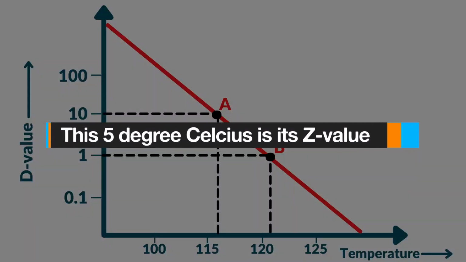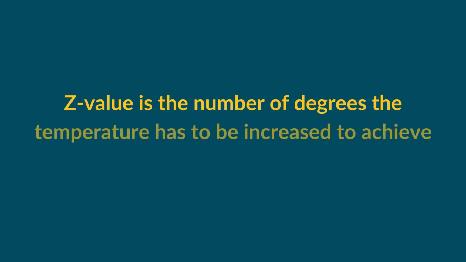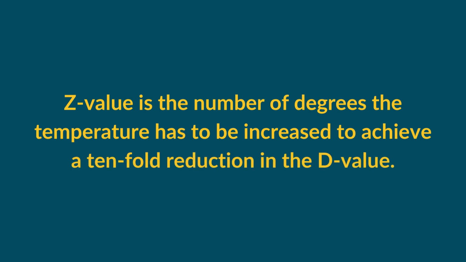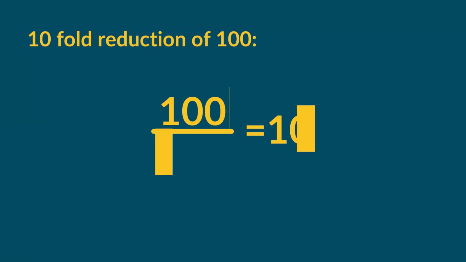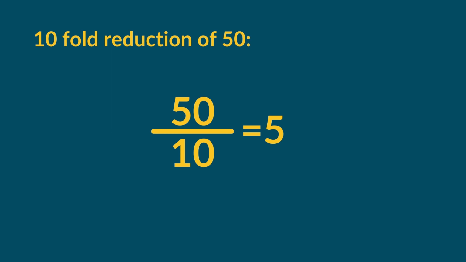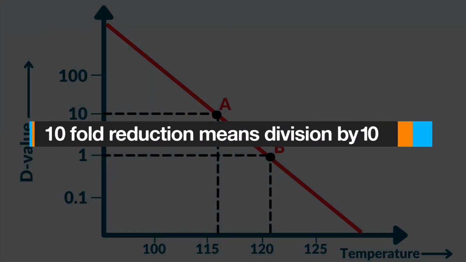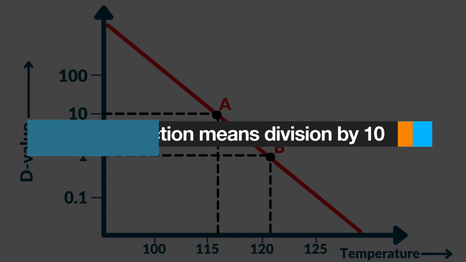And now let us put this concept into a definition. Z value is the number of degrees the temperature has to be increased to achieve a 10-fold, that is 1 log to the base of 10, reduction in the D value. For example, the 10-fold reduction of 100 will mean 100 gets divided by 10 and the answer will be 10. The 10-fold reduction of 50 will mean 50 gets divided by 10 again. So basically, 10-fold reduction means dividing the existing quantity by 10.